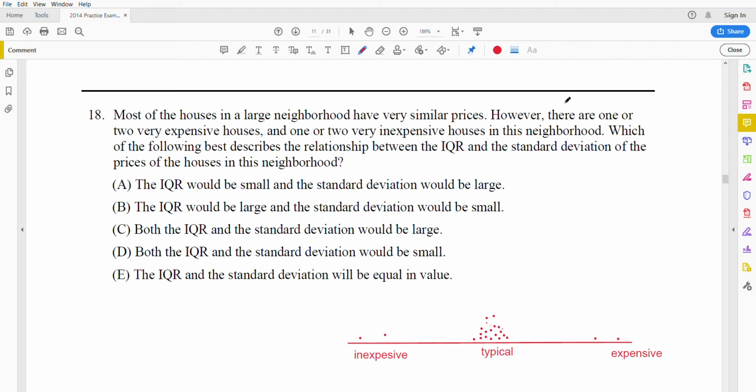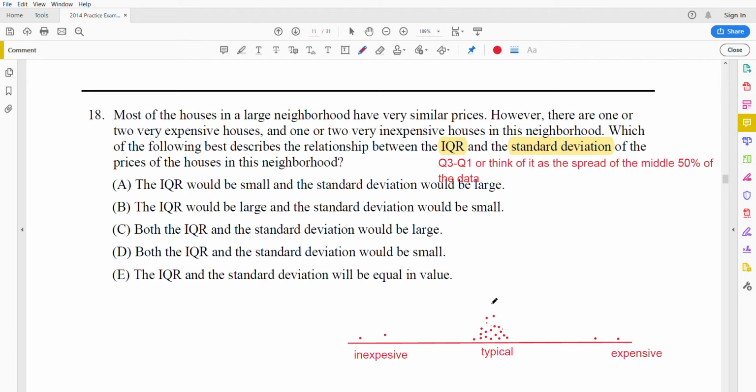So which of the following best describes the relationship between the IQR and the standard deviation? Okay, so IQR, formulaically speaking, it's Q3 minus Q1. It's the distance between our two quartile marks. But you want to think of it as the spread of the middle 50% of the data. Okay. Now in our little sketch here, the middle 50% of the data is here. Okay. And so the IQR is going to have a very narrow spread, right? It's just going to be in this region here.